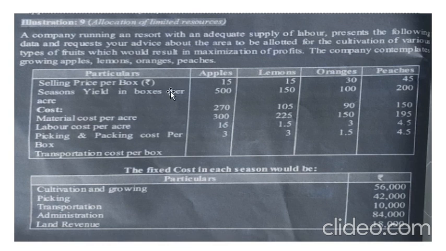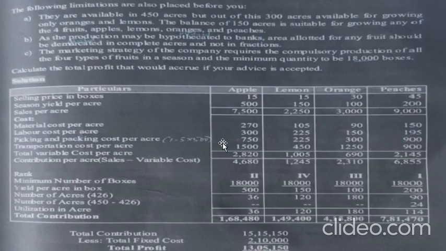Selling price per box is given, which is 15, and season yield in boxes per acre is 500. So selling price is given for one box, and they have given season yield in boxes per acre. So in 1 acre, 500 boxes can be produced, and they've given us the selling price. So we will multiply selling price into the number of boxes which can be produced in 1 acre.